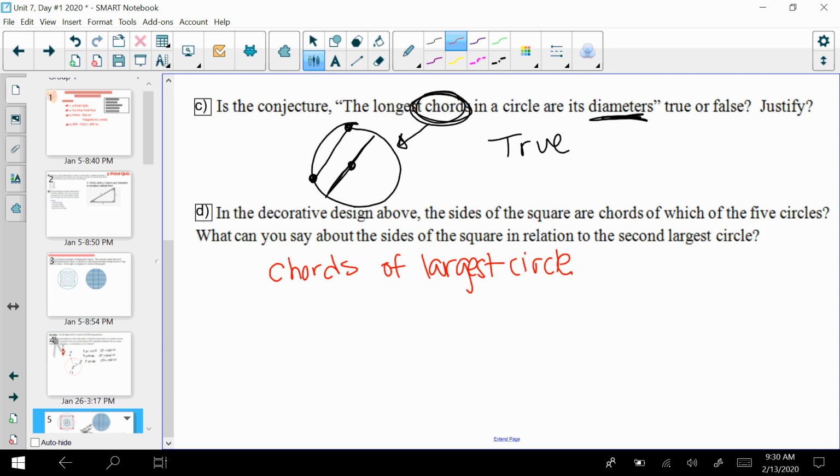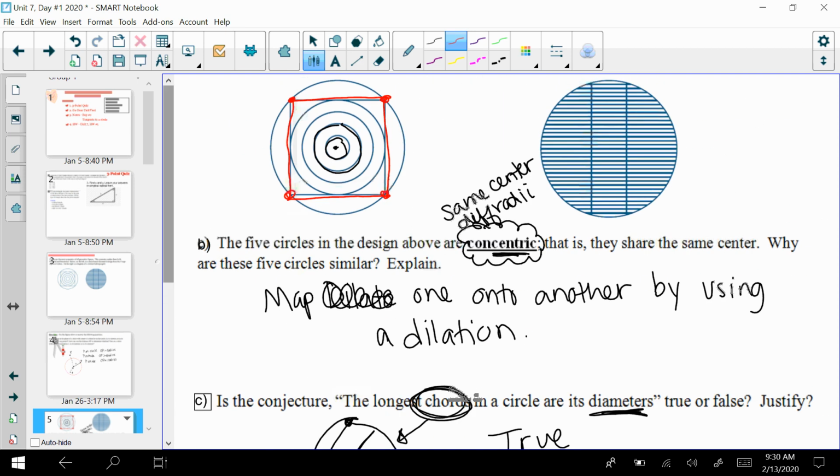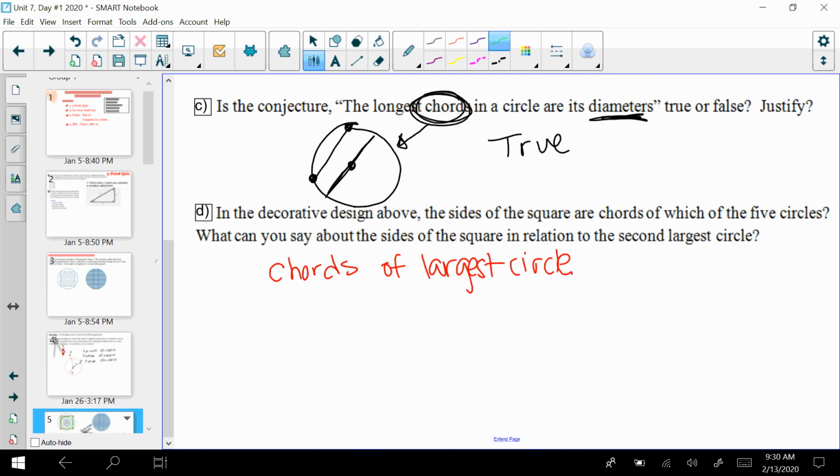What can you say about the sides of the square in relation to the second largest circle? Well, let's see. If we look at the second largest circle, here it is, I'm just tracing it. The sides of the square are what to that? What's the word that we use in math when it just touches it perfectly but doesn't intersect? Hopefully you know, but that's called tangent. So the sides of the square are tangent to the second circle.